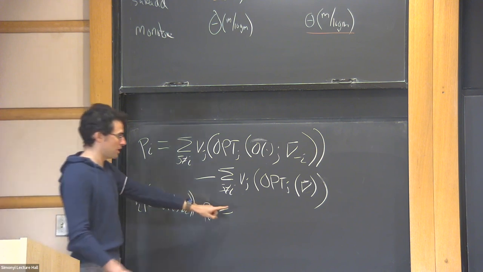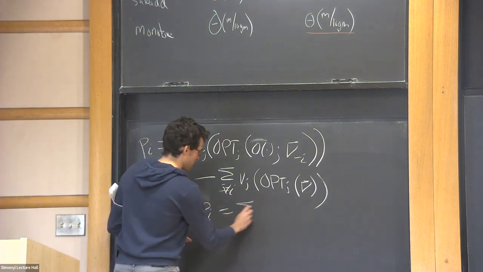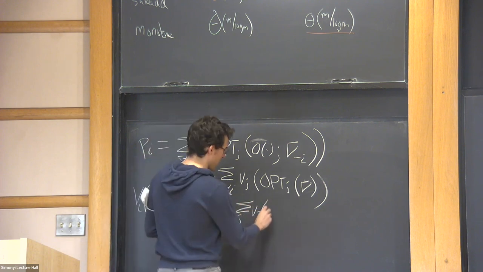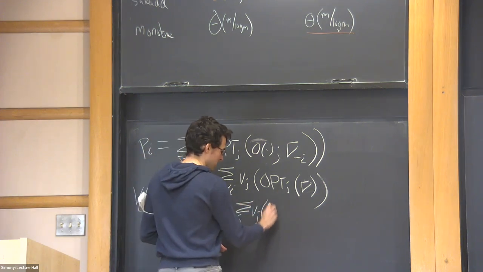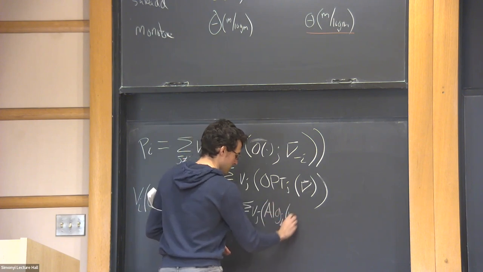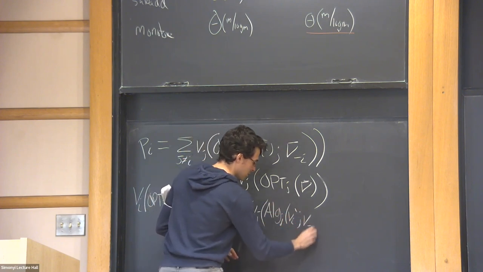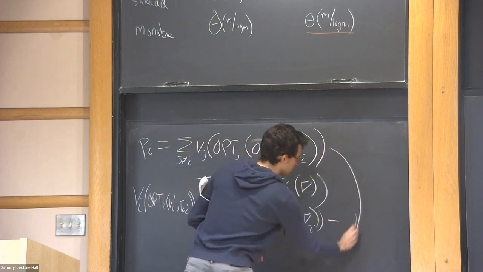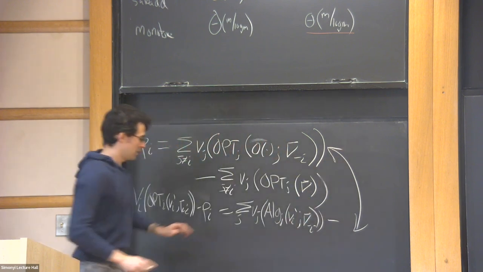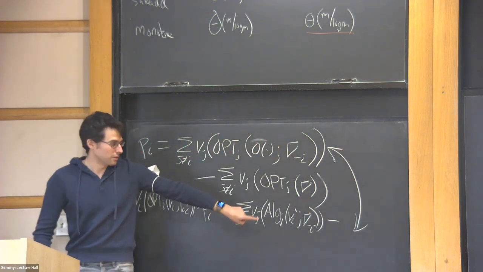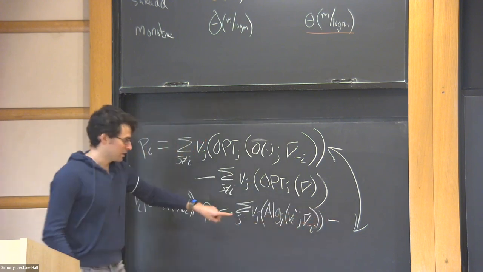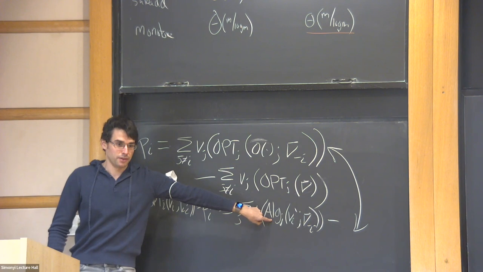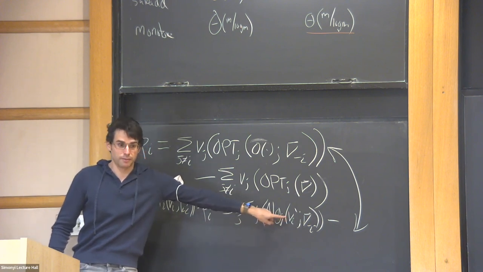So maybe let me just write this so that that part's easy to stare at. So this is the sum over all J, VJ. I'll now just write ALG so you don't have to keep replacing opt with ALG. So this is the thing you're trying to optimize. You can't control this other term. This is what you want to optimize. If I give you an optimal algorithm, then you optimize it by giving it the right input.